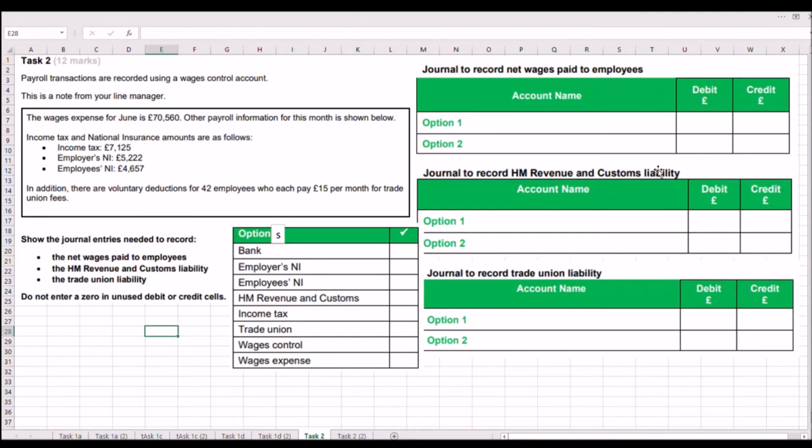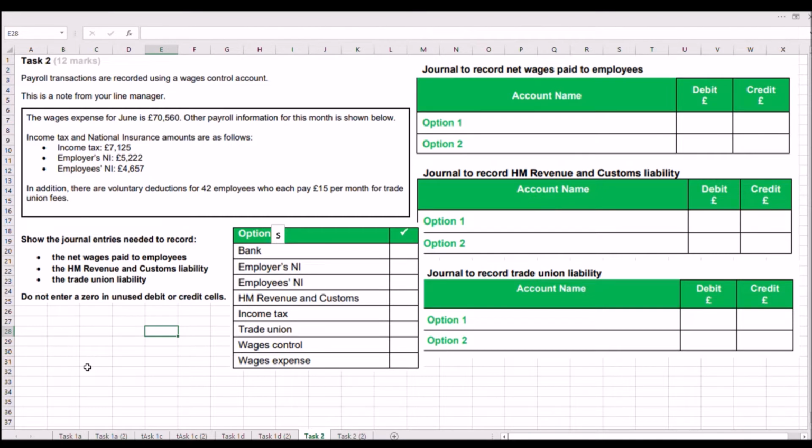So we have a wages control question here. We've got some information here about the expenditure that's going on in here. You've got three journals to produce, and then you've got some options in terms of filling the names, really, and creating the debits and credits. A 12 mark question. Now, I think you should probably be taking about 8 minutes for this question, so we'll come back in eight minutes.